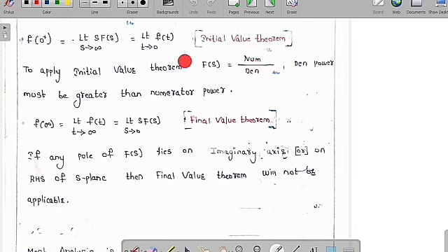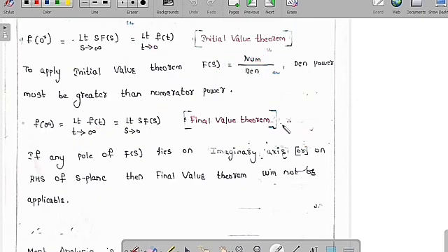So therefore, limit t tends to 0 f of t is equal to limit s tends to infinity s into F of s is equal to f of 0 plus. In order to apply the initial value theorem, the Laplace transform F of s is going to have a ratio of numerator to denominator. Always the denominator power should be greater than the numerator power. Then only you can apply the initial value theorem.